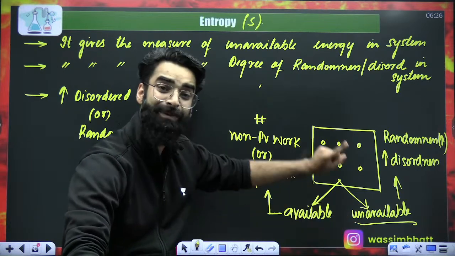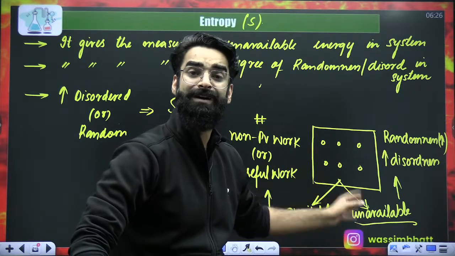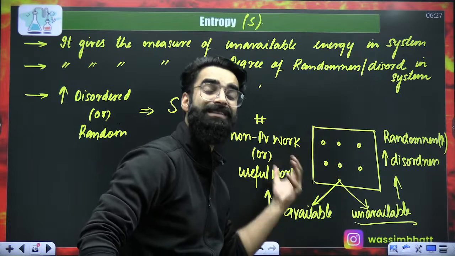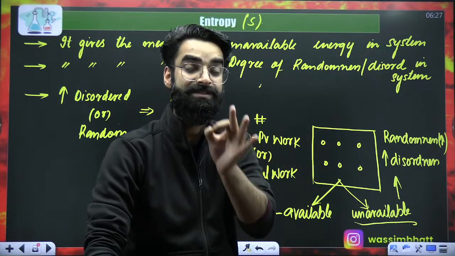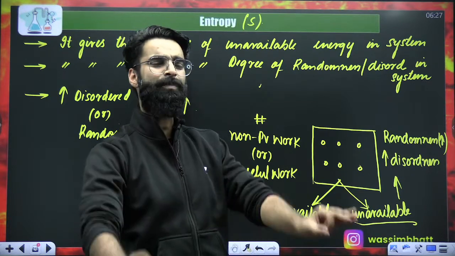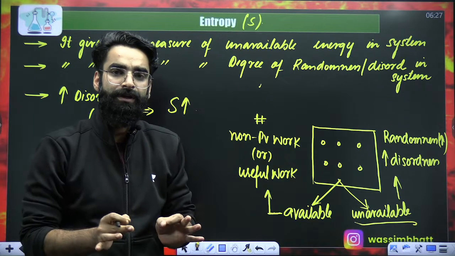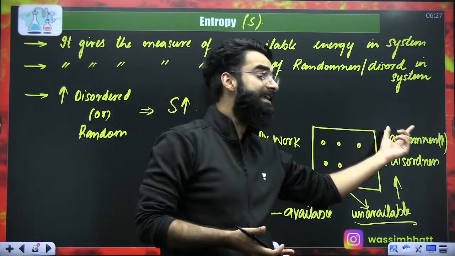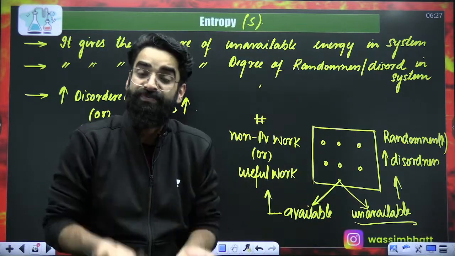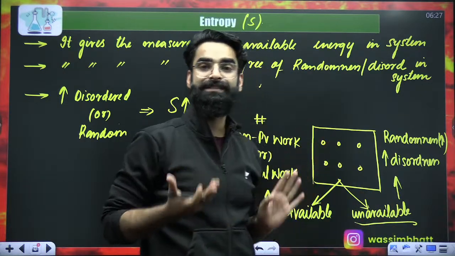And this unavailable energy in the system, it tries to increase what? It tries to increase the disorderness of the system, the randomness of the particles present in the system. And that randomness is measured by the factor called entropy. So what is entropy? Entropy is just a factor through which you get the idea about the degree of randomness, the degree of disorderness present in the system, and about the unavailable energy present in the system.